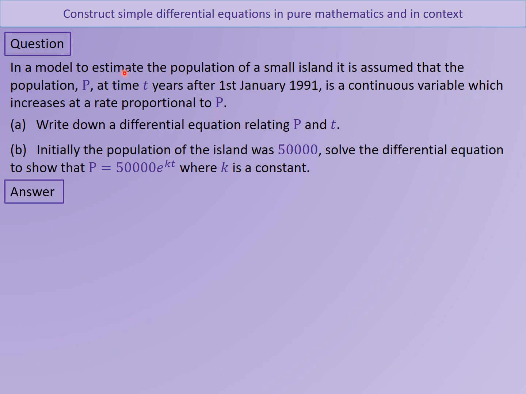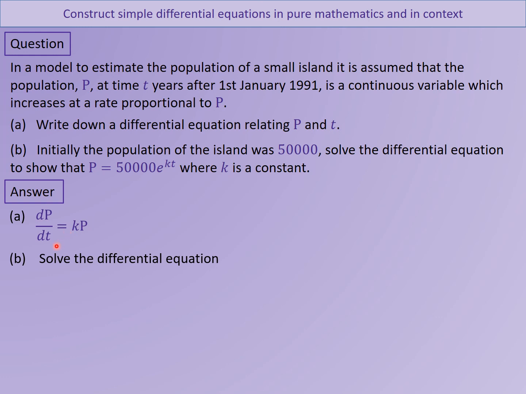So trying to cut out a lot of those words and get a picture of what's actually going on: the population P is a continuous variable, which increases at a rate proportional to P. So it's talking about a rate of change just there. I can write it down as dP over dT. So I can write that first bit down as a change in population over change in time is equal to some amount of the original population.